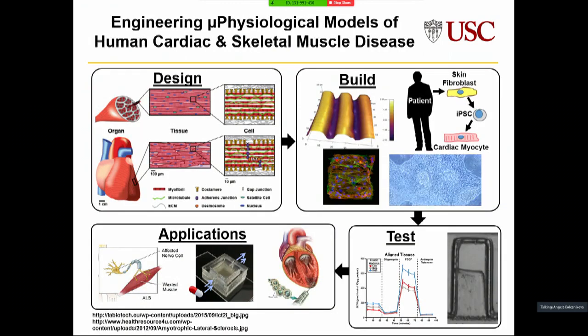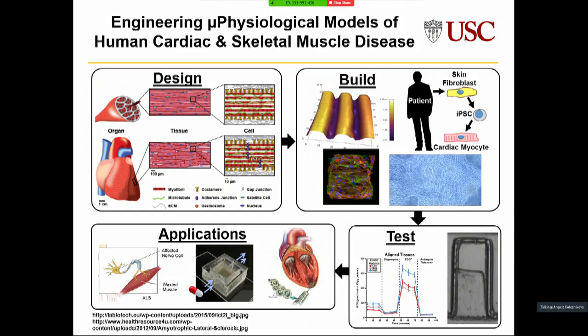So this is kind of the framework of my lab and the type of work that we do. So again, this kind of design, build, test algorithm. So we do a lot of work looking through the literature, working with collaborators who have disease expertise, understanding what are the key features in the microenvironment that are changing in healthy and disease, both cardiac. We also do work with skeletal muscle that I don't have time to talk about today.